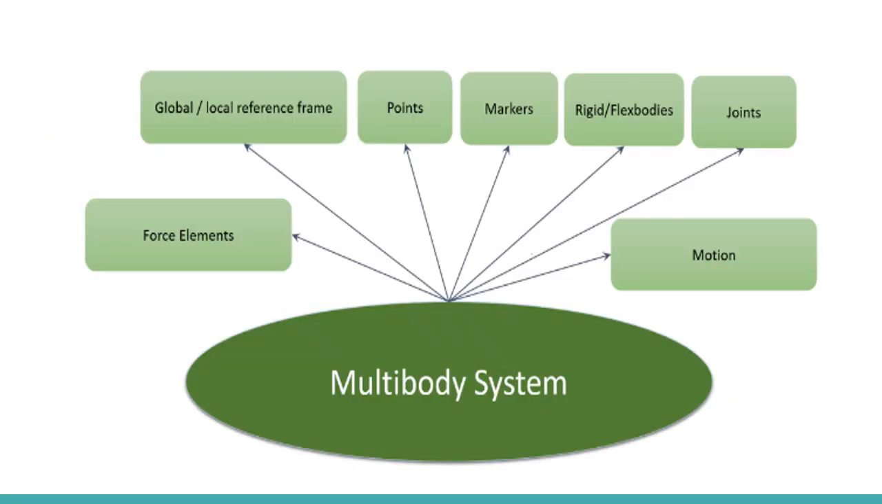So multi-body systems. Just one minute. First one is a force element. Second one is a global or local reference frame. Third one is a point. Fourth one is a marker. Fifth one is a rigid or flexible body. Sixth one is a joint. Seventh one is motion. These are the multi-body systems. They cover the whole body, whole points. That's why its name is multi-body systems.